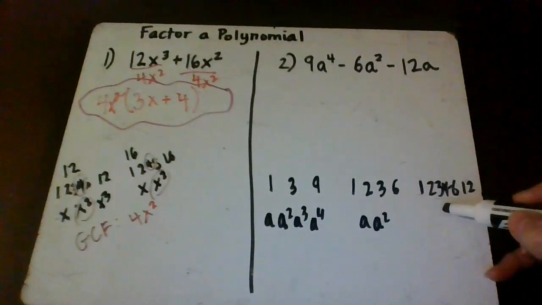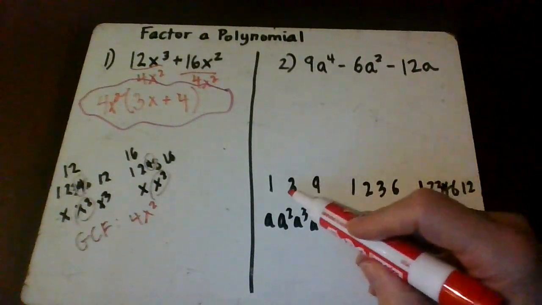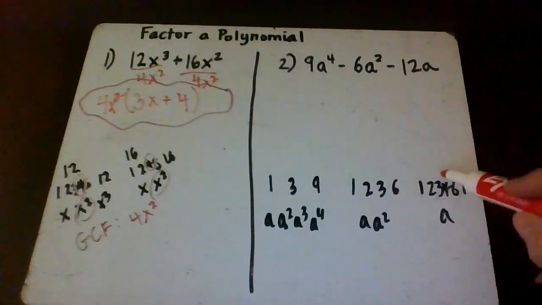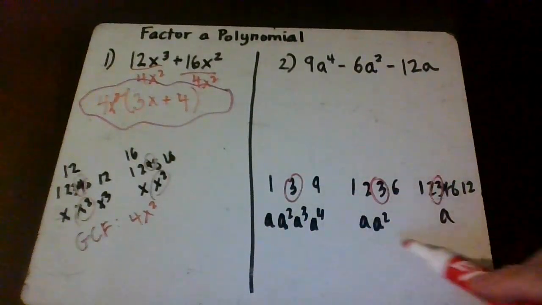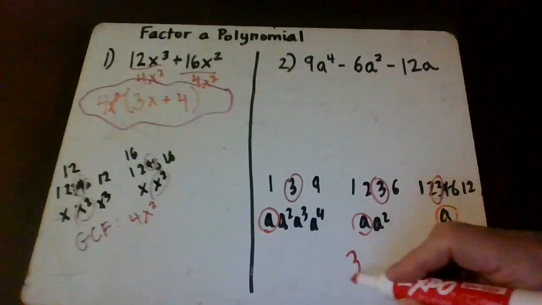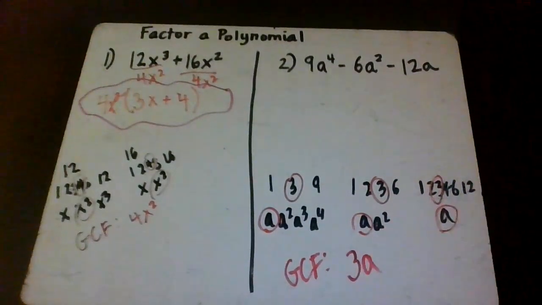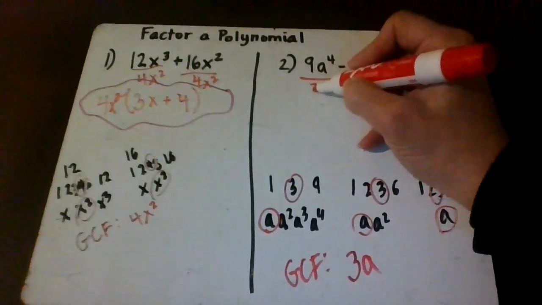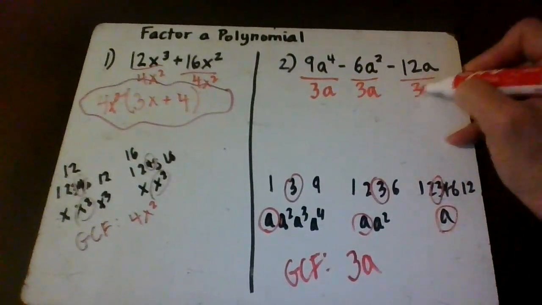For 12, a. So now the highest or most common in each list looks like it's 3. And the highest in each list is just an a. So my greatest common factor is 3a. So I'm going to take and divide each of these by 3a.